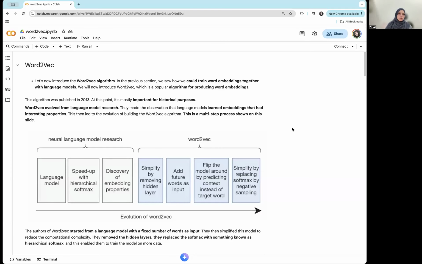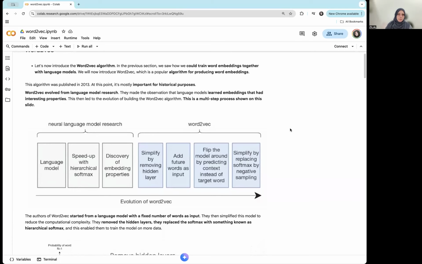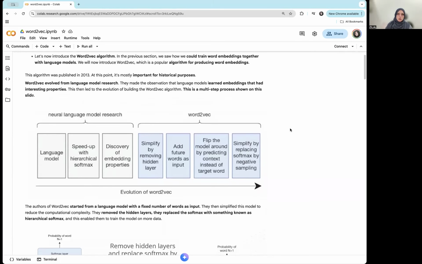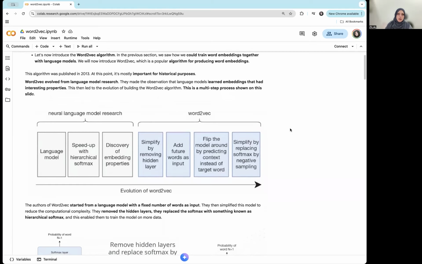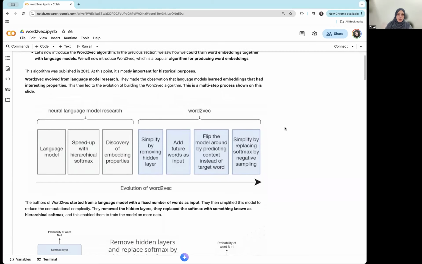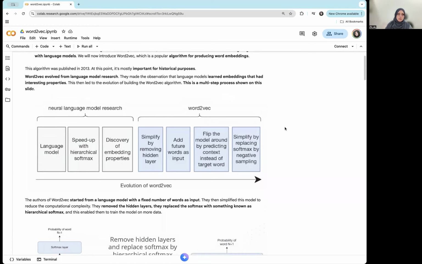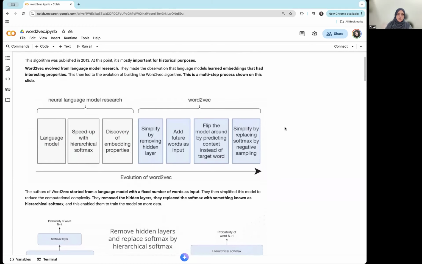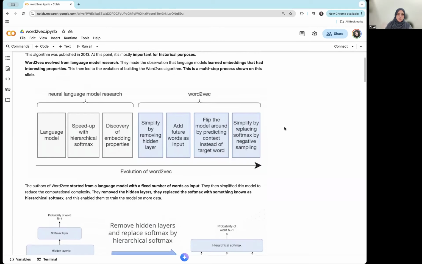Let's now introduce the word2vec algorithm. Previously, we saw how we could train word embeddings together with language models. Now we will use the word2vec algorithm for producing word embeddings. Actually, this algorithm was published in 2013. At this point, it's mostly important for historical purposes.